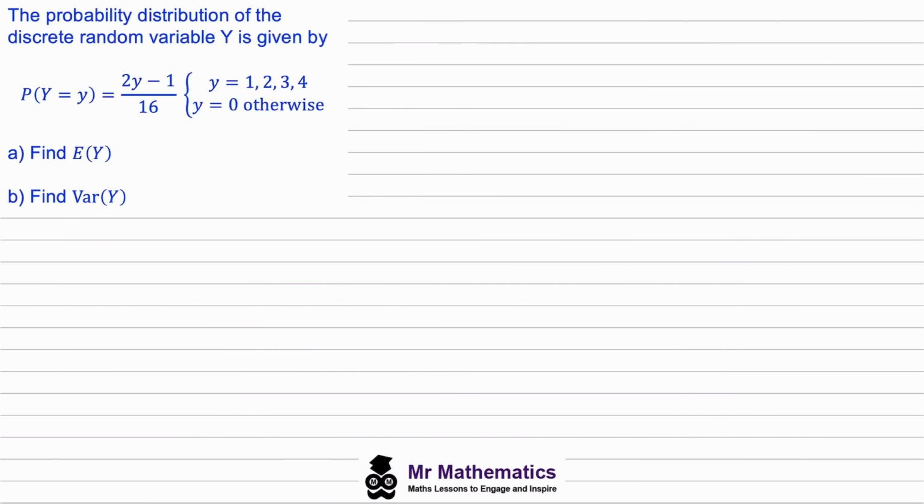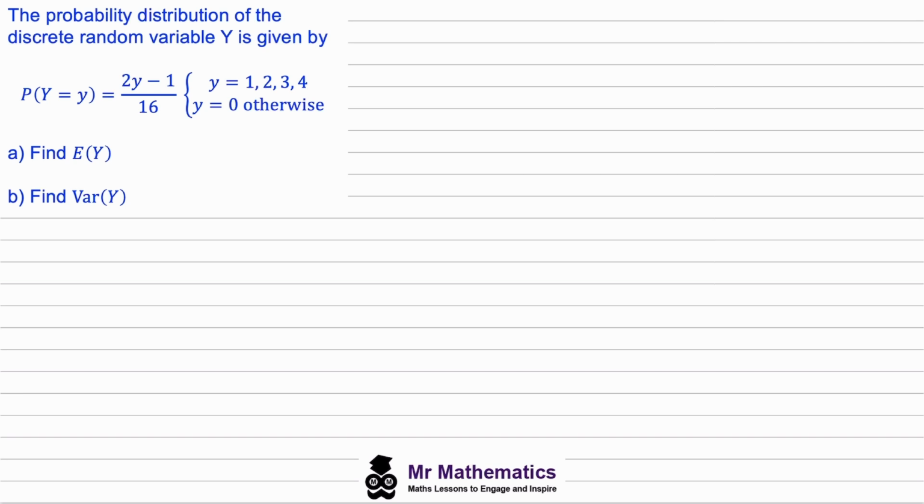Okay, so this question, we've been given that the probability distribution of a discrete random variable y is this mass function, where y is the values from 1 to 4 and 0 otherwise. We've been asked to find the expected value of y and the variance of y. So using the handout you can get from my website, do you want to try this question yourself? You can pause the video, and when you come back, we'll go through the solution.